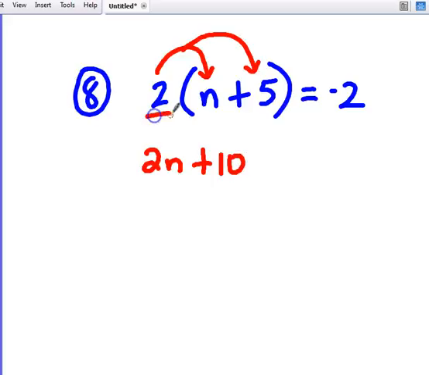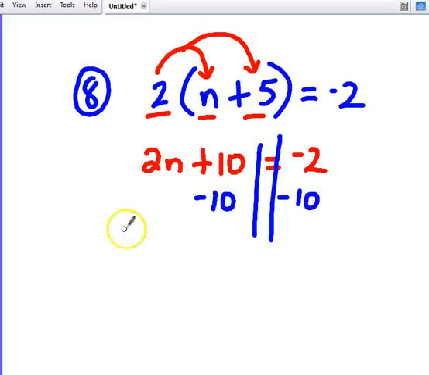I like to say this guy's at the front door, and he's got to say hi to everybody inside. That way they don't think he's stuck up. So he said hi to the n. Now he said hi to the 5, and it equals -2. And what did I say move first? You always move the constant first. So we're going to subtract 10 from both sides.